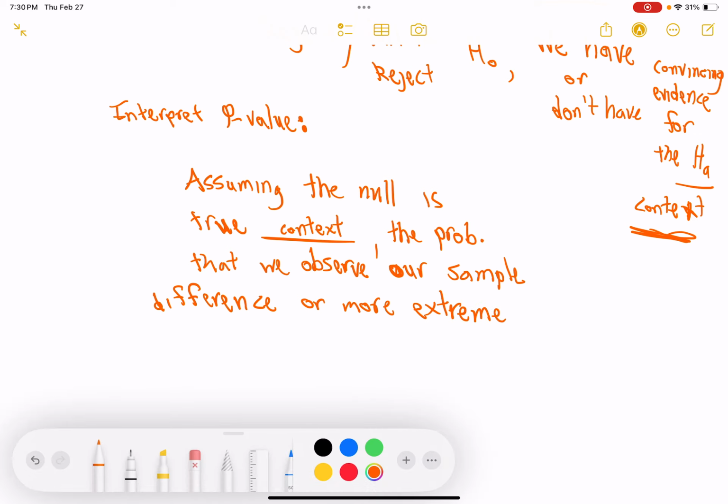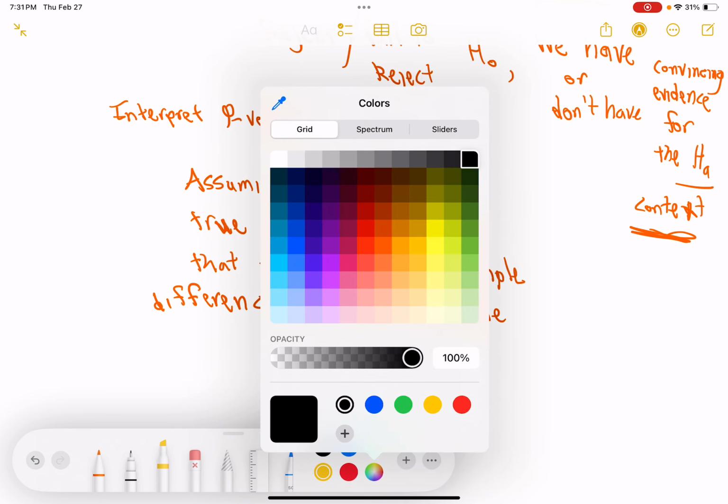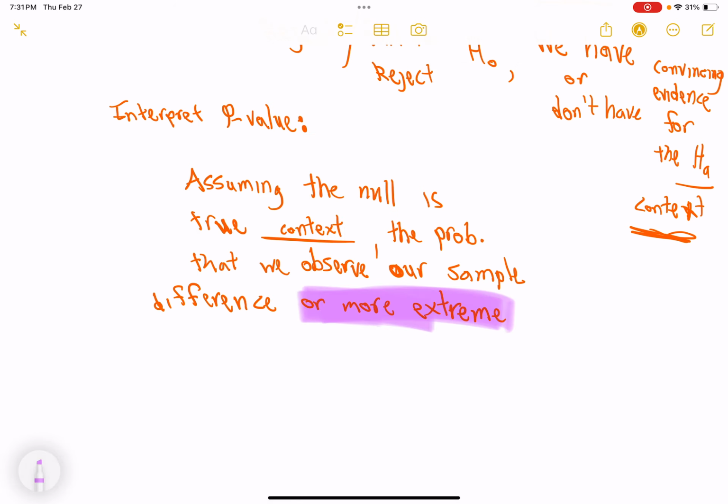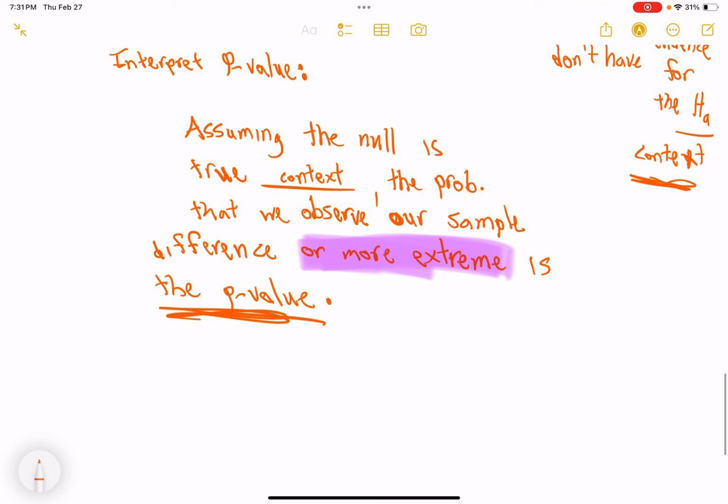I'm going to highlight that in purple. Or more extreme, do not forget or more extreme, is the p-value. So state your p-value. Put that in there and you are good to go. And that's how we interpret a p-value.